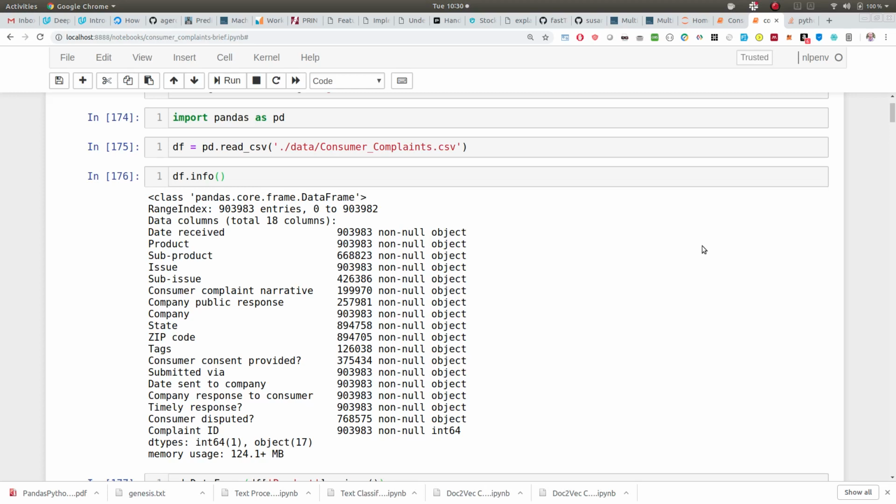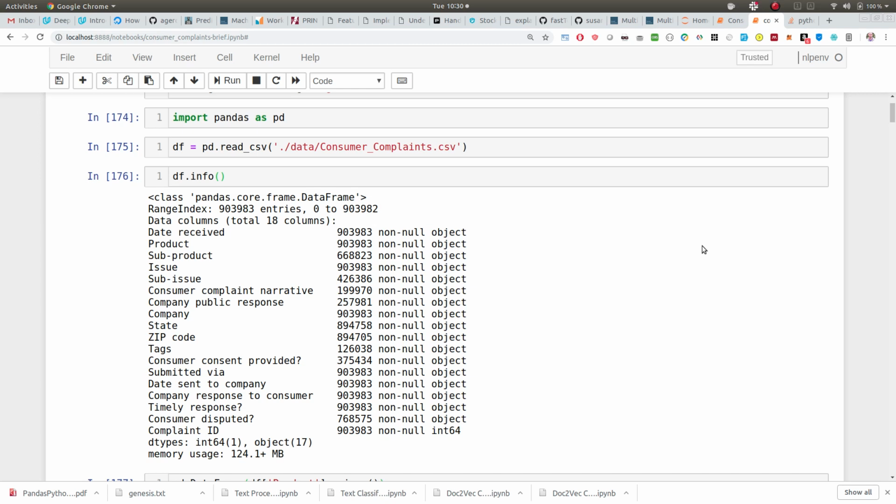In this exercise, we'll take a look at multi-class text classification. The dataset that we'll use contains complaints about financial products and services. What we'll try to do here is predict which category any consumer complaint narrative belongs to.